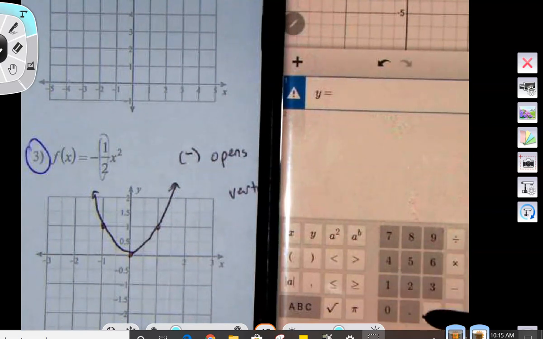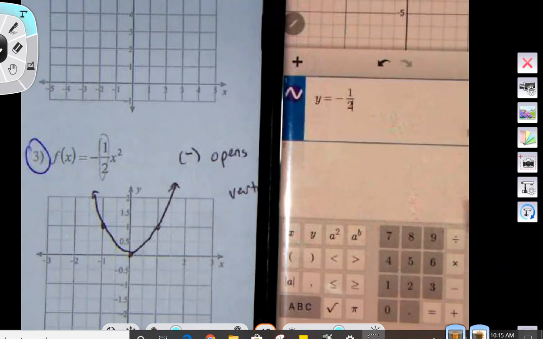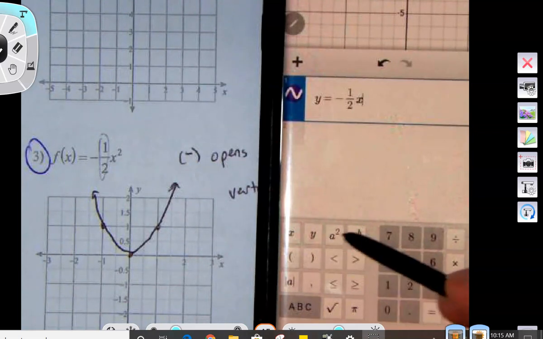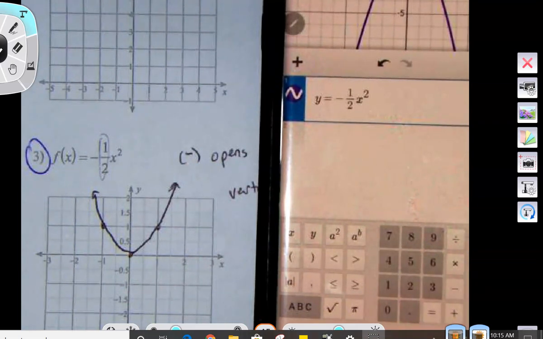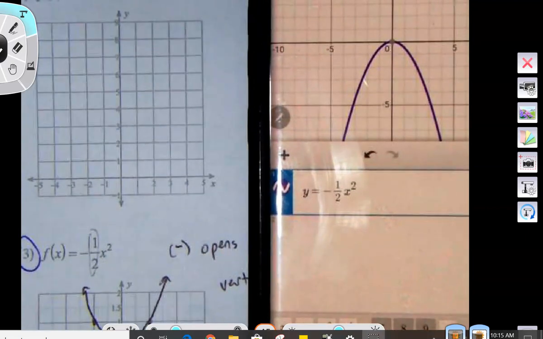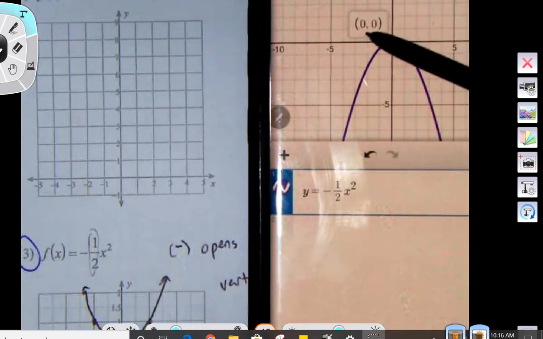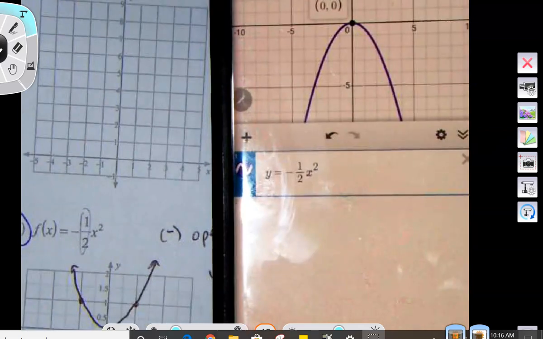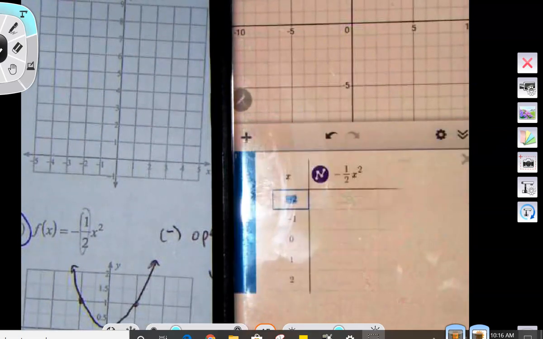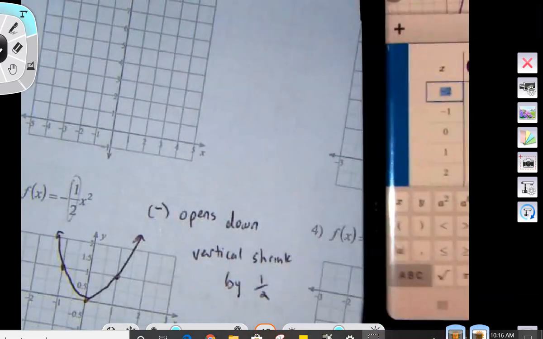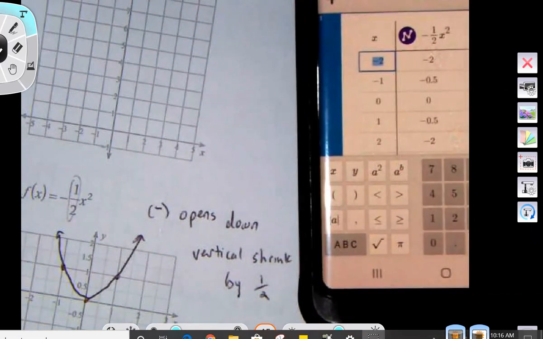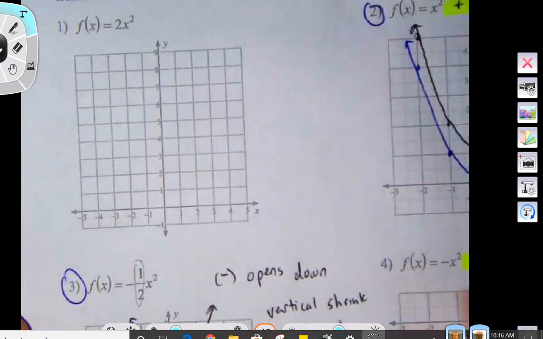So y equals negative 1/2 x squared. Again, if I click on our vertex, I can see that 0 is my x value. So when I go to make our table, I'm going to make sure 0 is in the middle, and that's what it always defaults to, which is really nice. So these are the values of our table: negative 2, negative 2, negative 1, negative 0.5, and so on. These are what I'm going to graph on my graph down below.